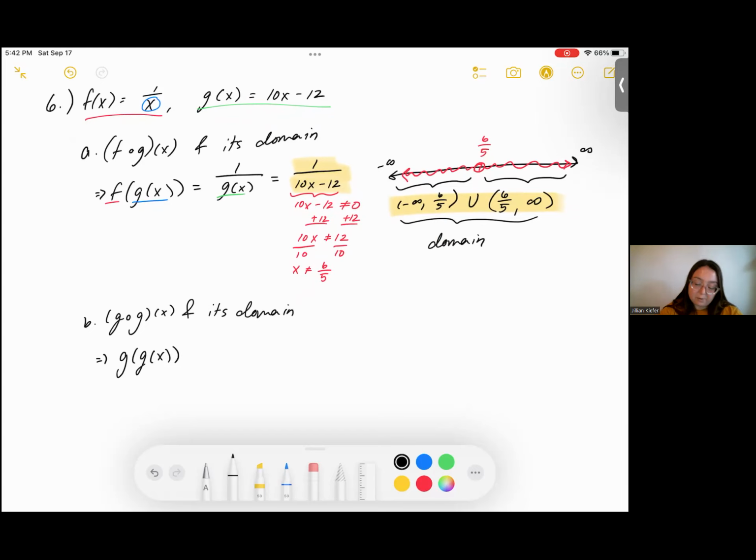So we're going to take our outer function. So we're going to erase the lines that we drew before. We're going to take our outer function, which in our case is g. So we know that g of x is equal to 10x minus 12. So instead of writing x in the original g of x, we're going to write g of x instead. So our original g of x was 10x minus 12, but we're replacing x with g of x. So we're going to write 10 times g of x minus 12.